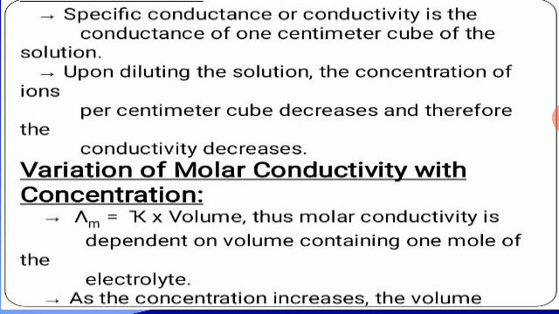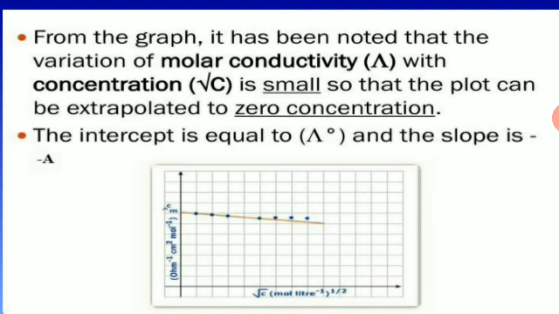Specific conductance or conductivity is the conductance of 1 centimeter cube of the solution. Upon diluting the solution, the concentration of ions per centimeter cube decreases and therefore the conductivity also decreases. But the molar conductivity will increase, because molar conductivity is the product of kappa into volume, and during the process the volume increases on dilution, therefore the molar conductivity also increases.